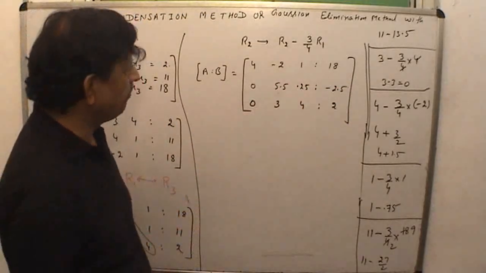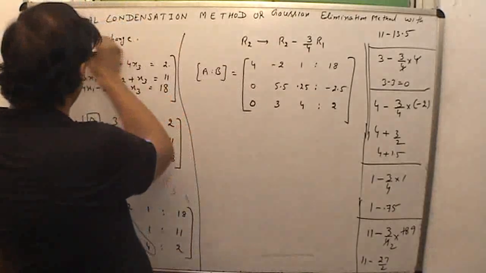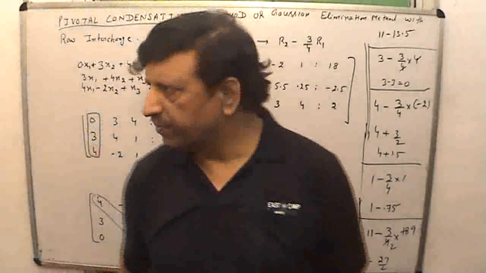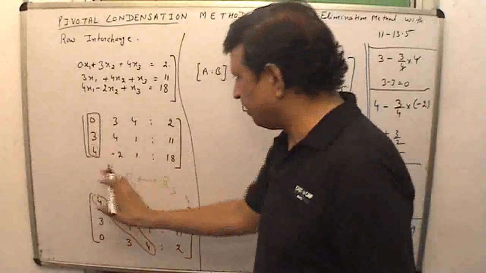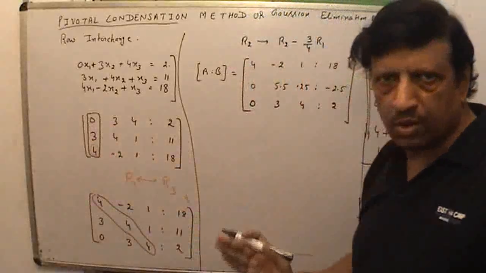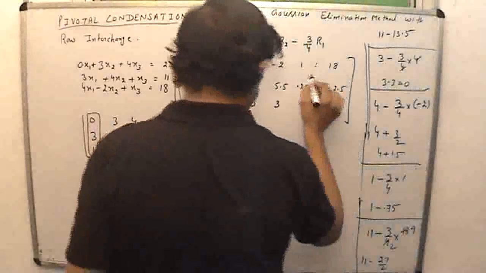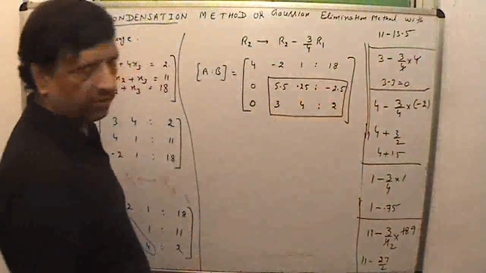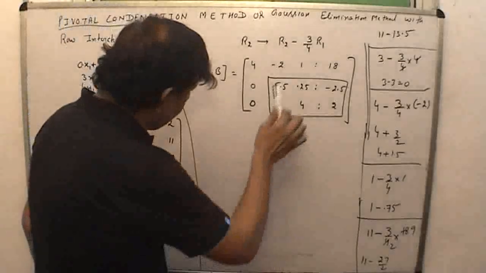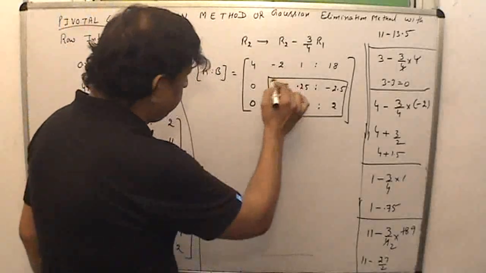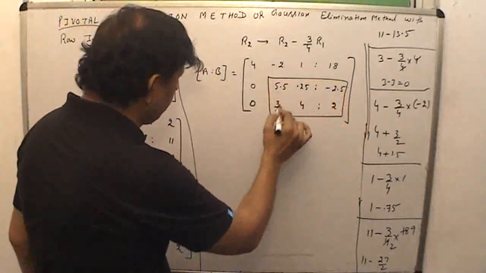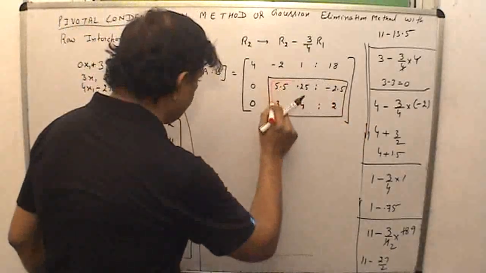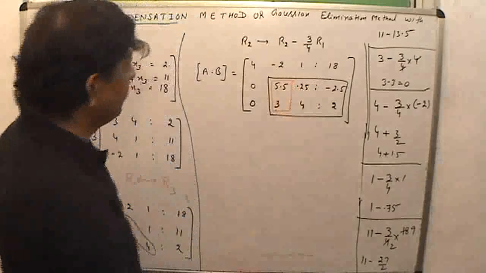Next step, again, we are following pivotal condensation. First, the window was 3 by 3. Now reduce the window into 2 by 2. This is the new window for the matrix. Now, in the first column for this window, it is the first column, that is this.